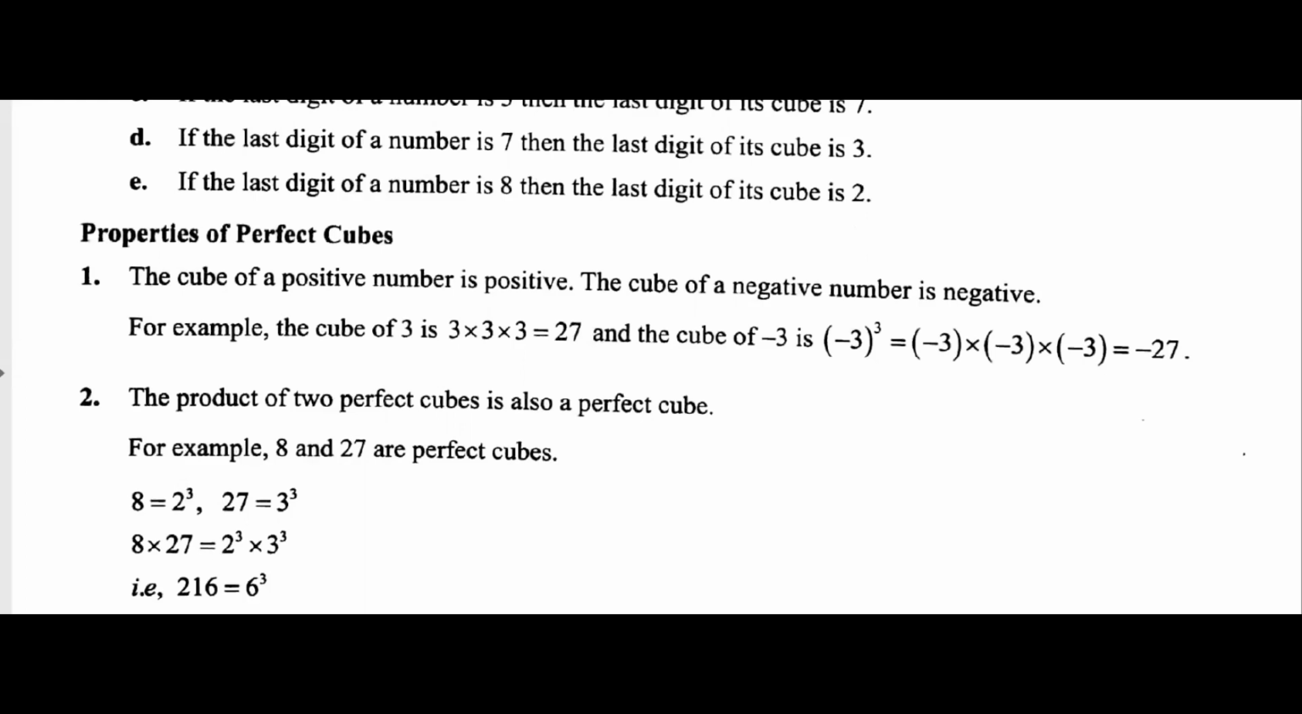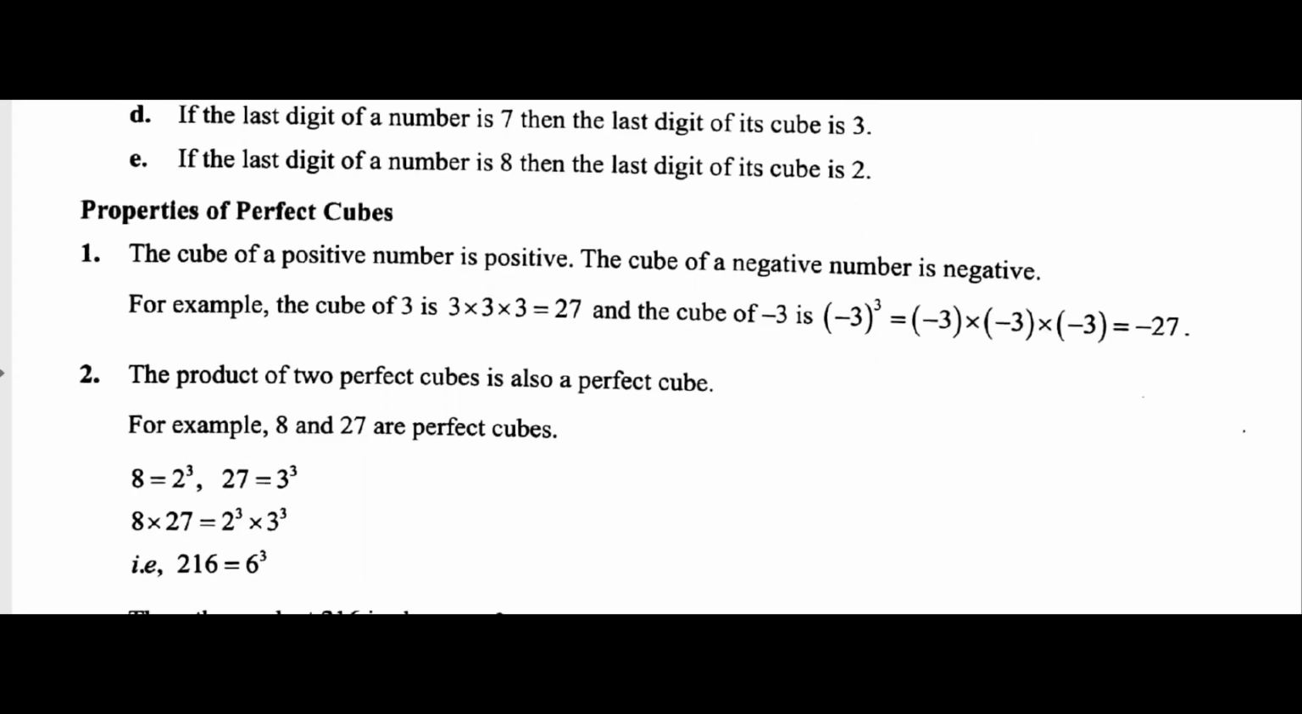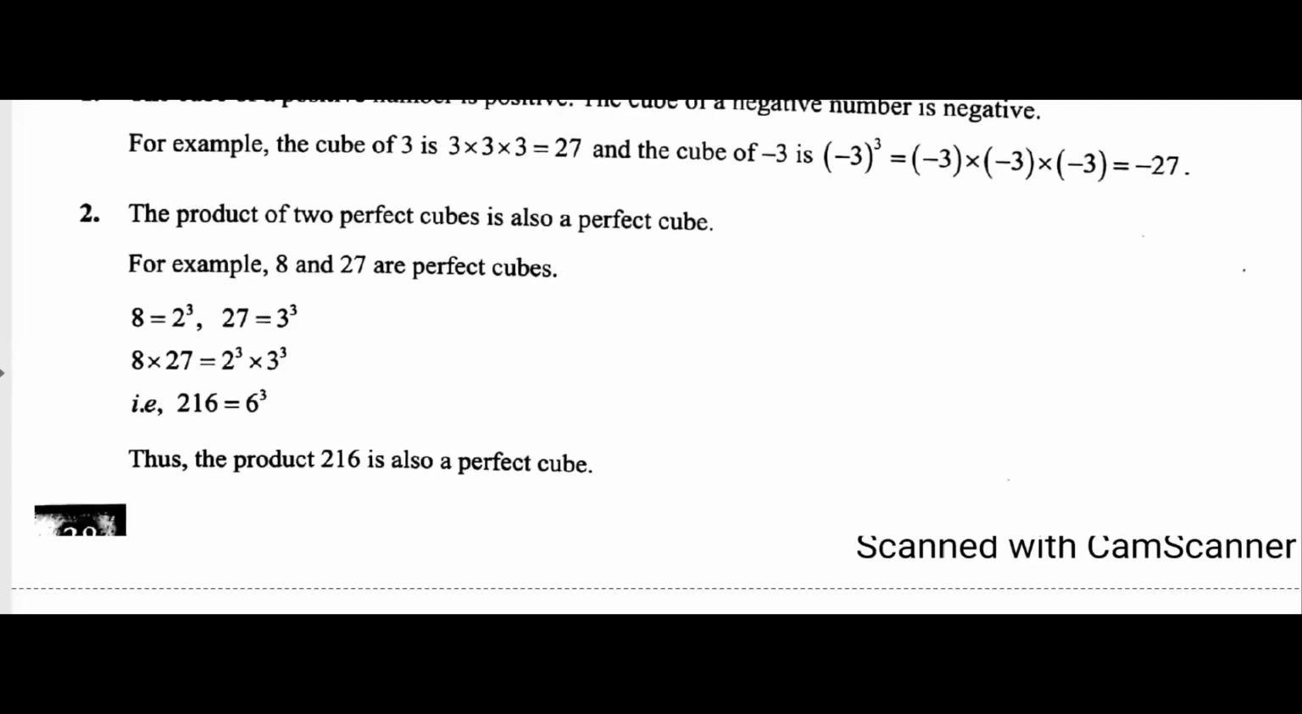If I want to find the cube of 3, it will be 27: 3 into 3 into 3 is 27. If I want to find the cube of -3, that is (-3) cubed, it will be -27. Now the second property is that the product of two perfect cubes is also a perfect cube. By the exponential law this is proved. Okay, these are the properties.